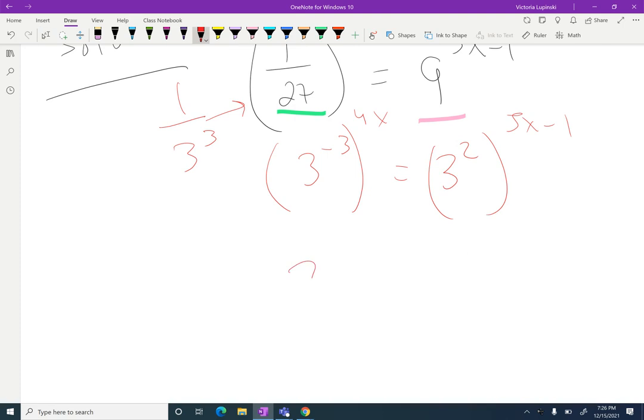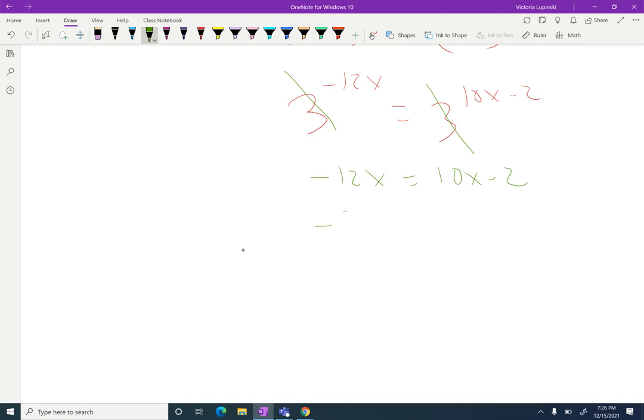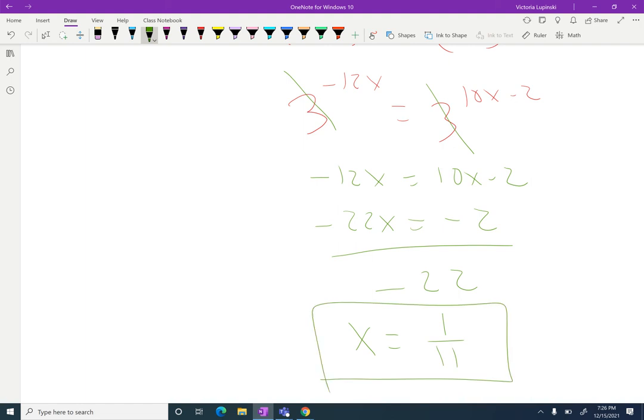Power to a power, you're going to multiply. So this becomes 3 to the negative 12x. This becomes 3 to the 10x minus 2. Only once you have 3 to the something equals 3 to the something can you get rid of those somethings and set the exponents equal. Put all your x's on one side, so negative 22x equals negative 2. Go ahead and divide by negative 22. You're going to get an answer of 1/11th. And again, because this is a no calculator quiz, you can just leave your answer as such. Questions?